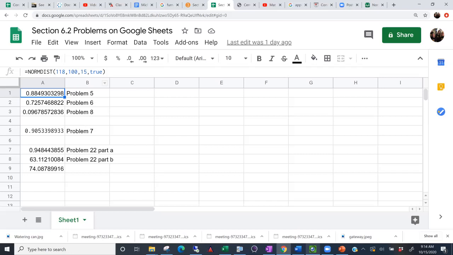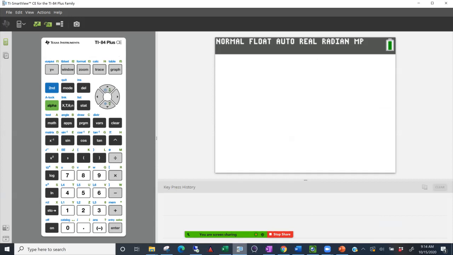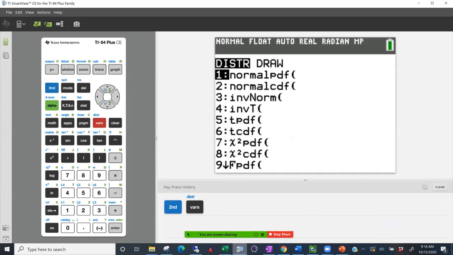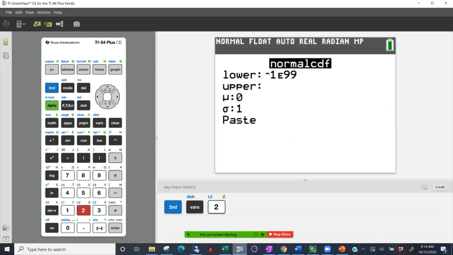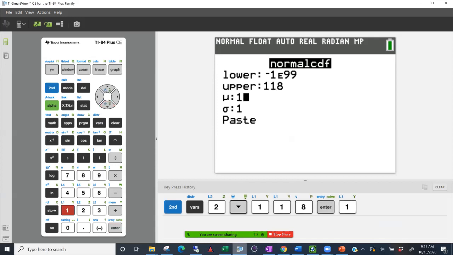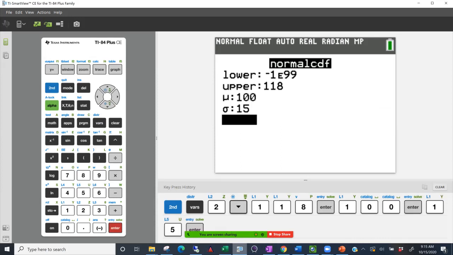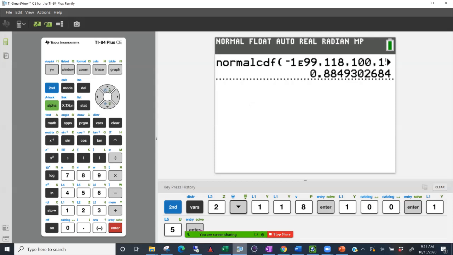Let me also show you how to do this on the graphing calculator, if you're a fan of the graphing calculator instead. We're going to go to distributions. So second, and then distribution. You want the normal CDF. In this class, you will not use the normal PDF. So we want the normal CDF, so I'll choose number 2. The lower limit, that's the left-hand endpoint. This is your calculator's approximation of negative infinity. And we want to go all the way up to 118. Mean of 100, standard deviation of 15, and then paste and enter.